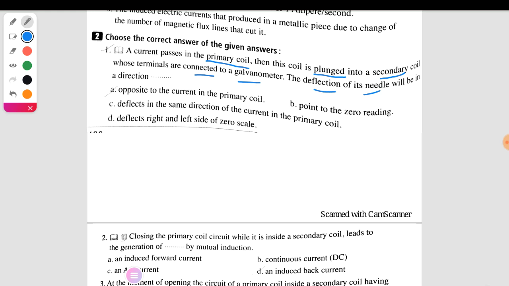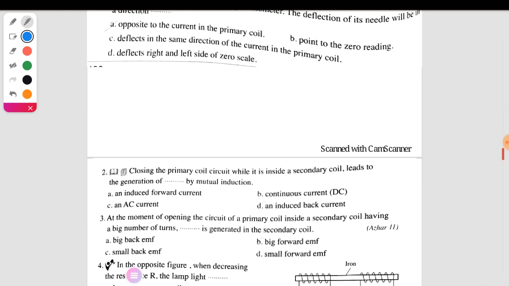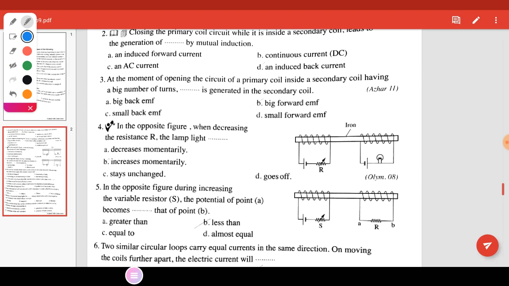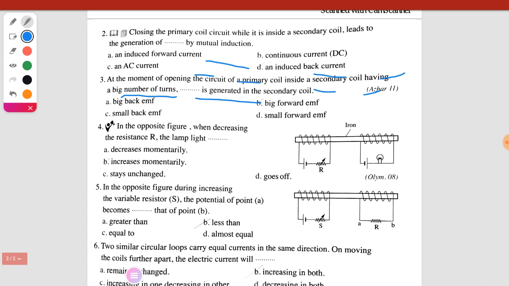When the current passes in the primary coil, which is placed inside the secondary coil, a backward induced EMF and backward induced current are formed. This means that the current is opposite to the current in the primary coil. The source of current in the primary coil is a battery, while in the secondary coil the source of current is the induced current due to the change in magnetic flux.